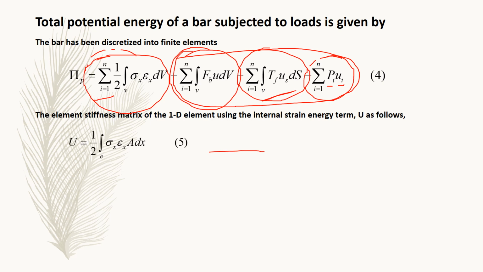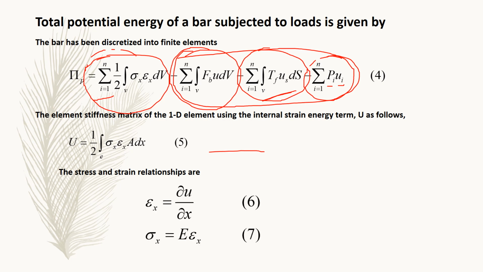We know that U, the strain energy, is equal to half into the integral of stress into strain into dx, and this equation 5 represents the strain energy. With this concept of strain energy, we can easily derive the element stiffness matrix. We know the stress-strain relationships from mechanics of solids, discussed in our previous classes. Strain is the change in length by original length, which is dou u by dou x, and stress is equal to E into strain, from Hooke's law.